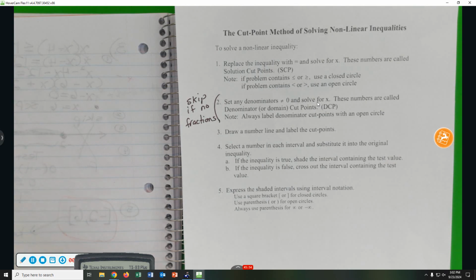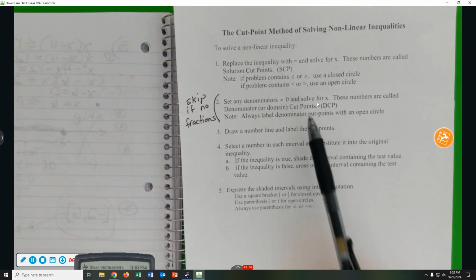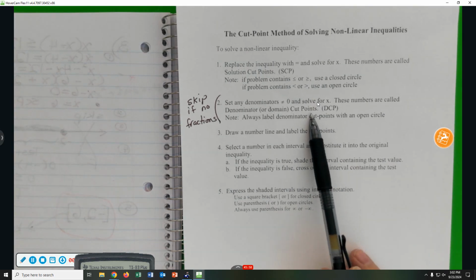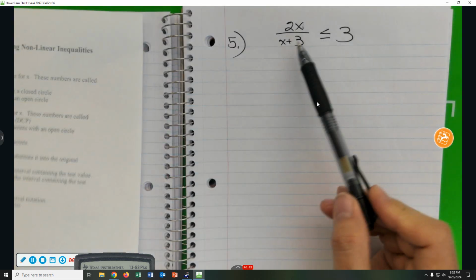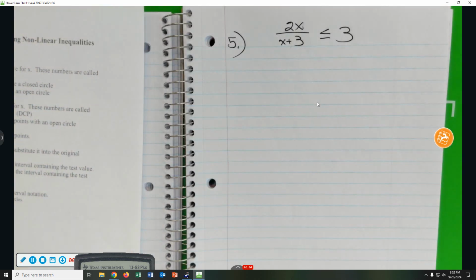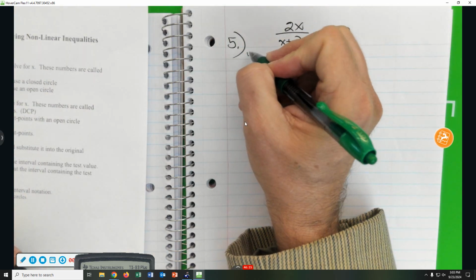So, in the past, we've been skipping over step number 2. Are we going to be able to skip over step number 2 here? No, because we see that there are fractions there, that x plus 3 in the denominator. We're going to have to take into account when that fraction is undefined. But let's just follow the little recipe. The first thing we do is find our solution cut points.